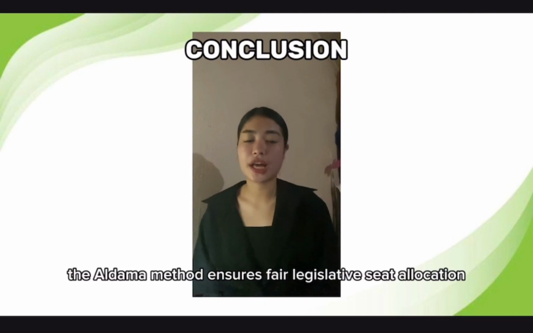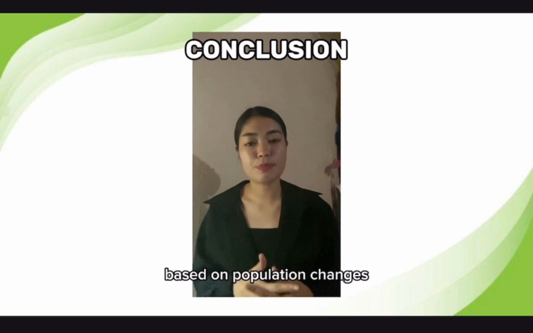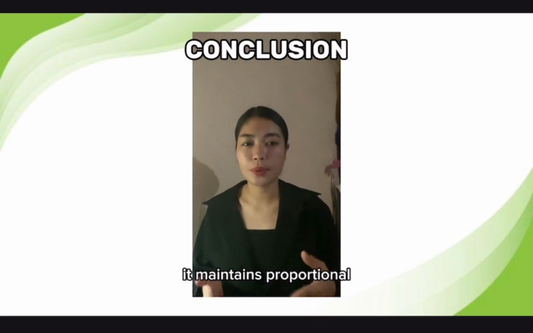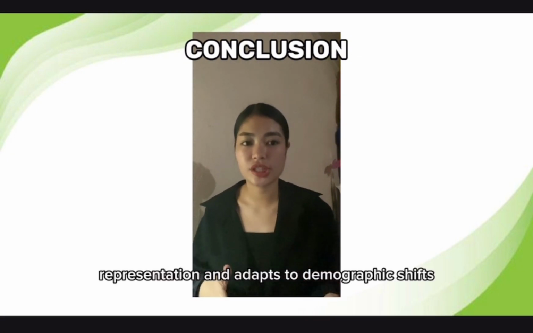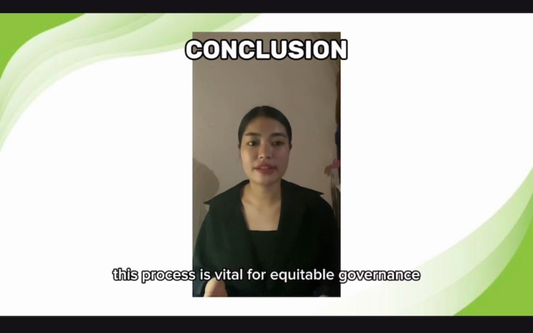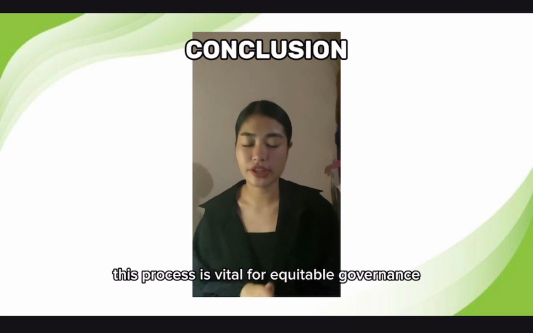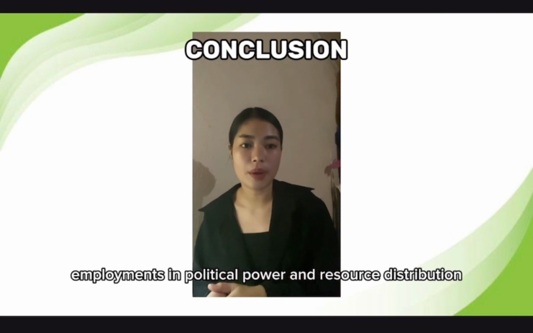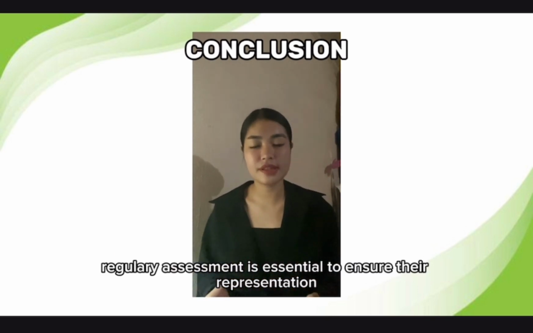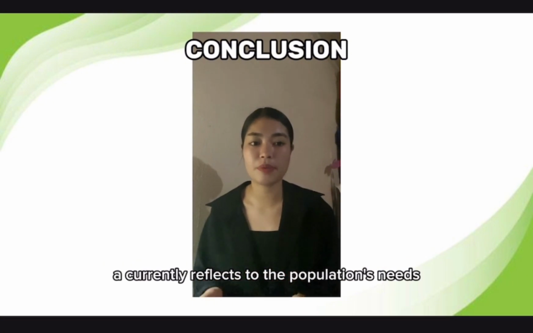So in conclusion, the Alabama method ensures fair legislative seat allocation based on population changes. By recalculating quotas with a standard divisor, it maintains proportional representation and adapts to demographic shifts. This process is vital for equitable governance, influencing political power and resource distribution. Regular reassessment is essential to ensure the representation accurately reflects the population's needs.